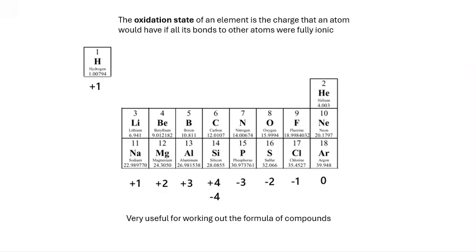For the non-metals, they gain electrons, so chlorine becomes Cl-, so it's -1, and sulfur is -2, phosphorus -3, etc. Carbon and silicon, if they did actually form ionic bonds, would be either +4 or -4. They've got 4 electrons in the outer shell. They could lose all of them, or they could gain 4 electrons. Now, these numbers are very, very useful for working out the formulae of compounds.